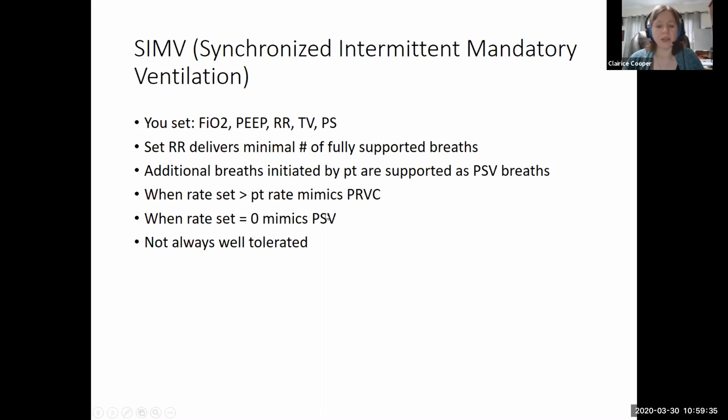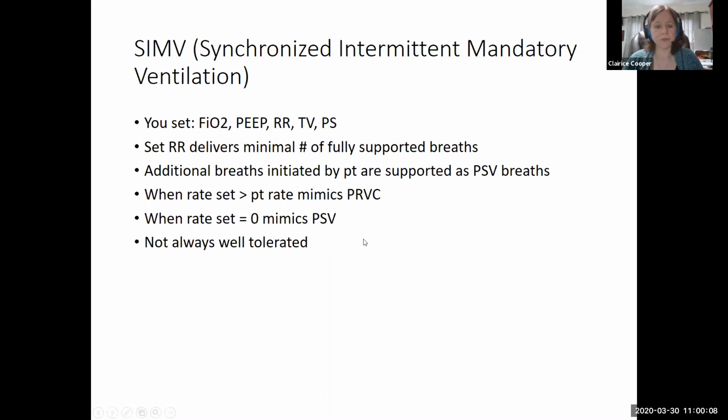The way to think about it again is if you set your rate higher than what the patient is initiating, then the patient's not going to get any of those extra breaths, and it's essentially the same as PRVC. If you set your rate very low, sometimes the minimum is 2, but if you set it theoretically at 0, then you're not giving them any of the ventilated breaths, and it's going to be pressure support. And then the rate anywhere in between is going to either favor one or the other, depending on the patient's drive.